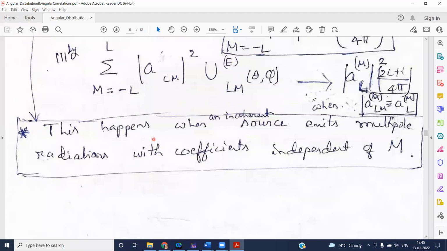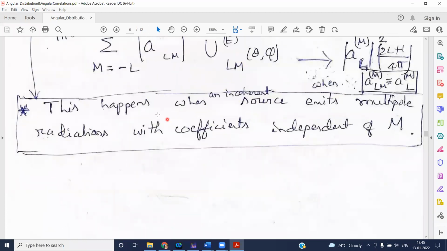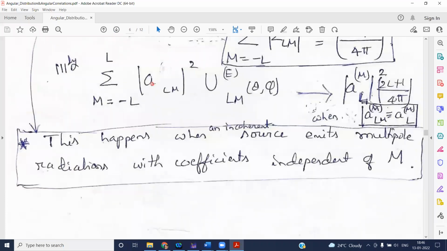This happens, physically, when I have an incoherent source. Incoherent source means each one emits the radiation in different directions. One source I can have as coherent radiation, but if I have an incoherent source, it is not in a particular way. If I take a source that spontaneously emits multiple radiations with coefficients independent of m, that is an incoherent source. What is incoherent? I don't prepare the source. Naturally, what is available, I take it.